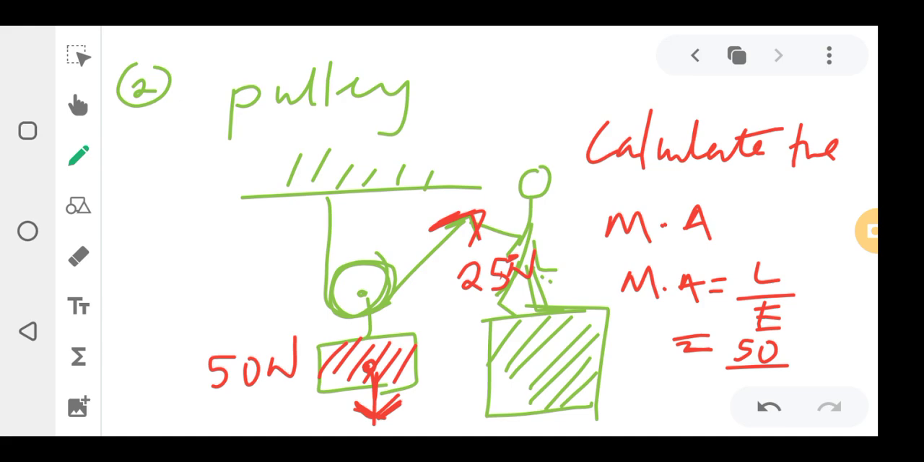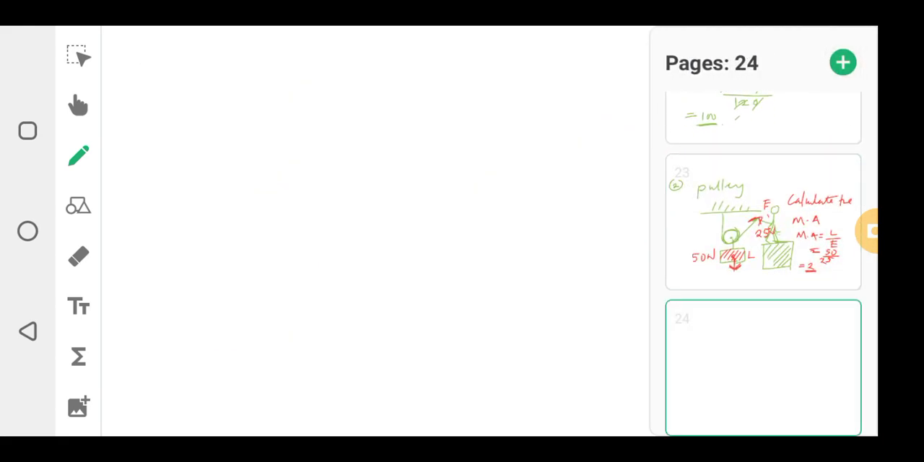The effort, so this is a load. This box is a load, and the force you're applying there is the effort. So 50 over 25. 50 divided by 25 is 2. So the answer is 2. Mechanical advantage is actually 2. Okay, guys. Roughly, that's how you do this.